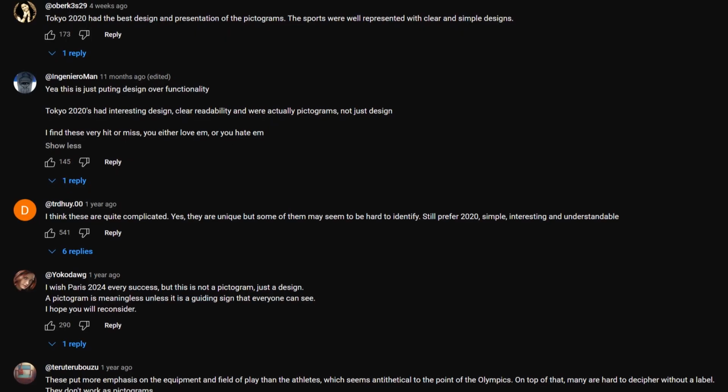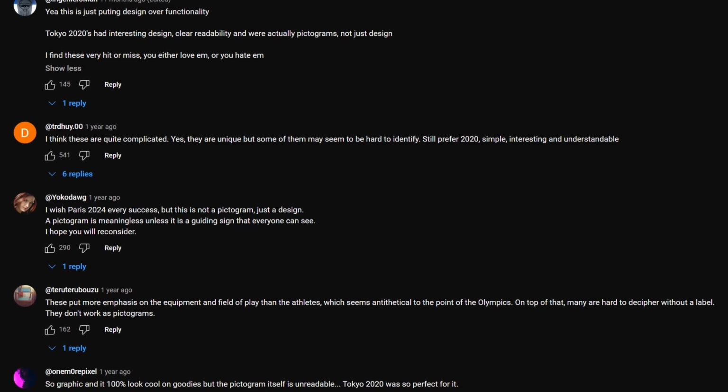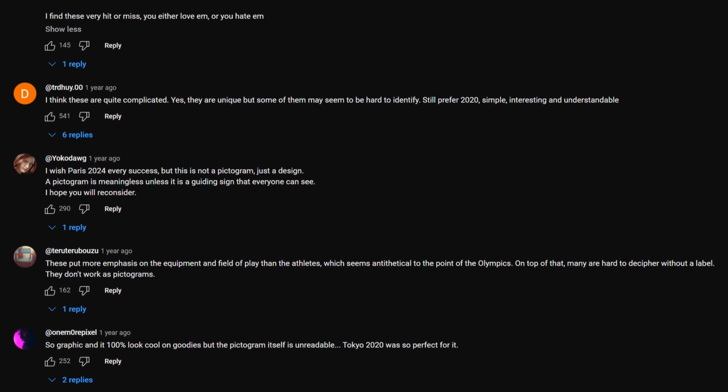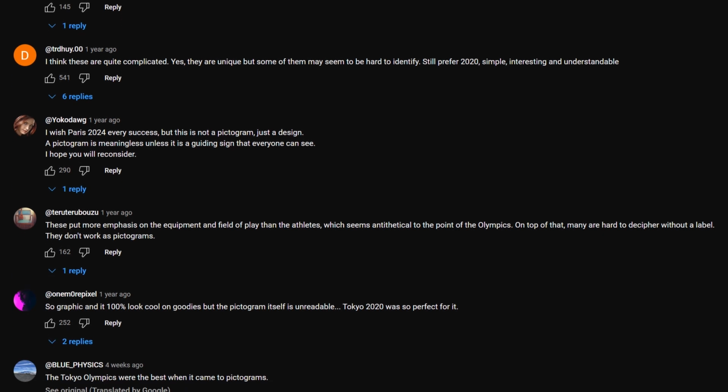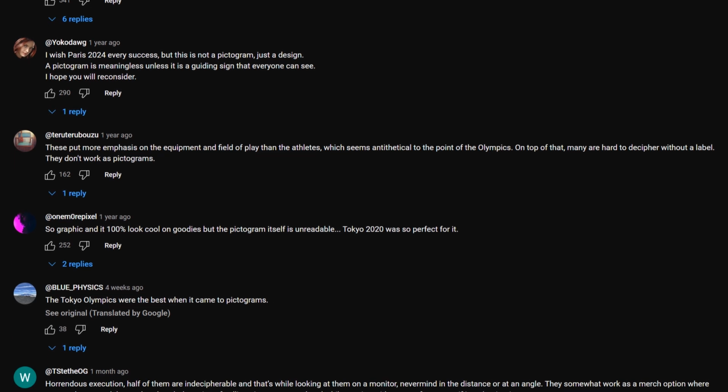Some people seem to like, or at least didn't mind, these totally new designs, but there was a significant amount of criticism before and during the Olympics, with most people wondering why the simple and effective pictograms of the past had been replaced by complicated diagrams which are much harder to immediately identify.